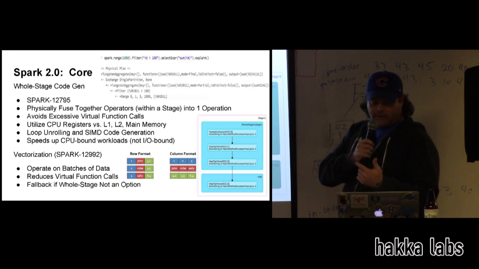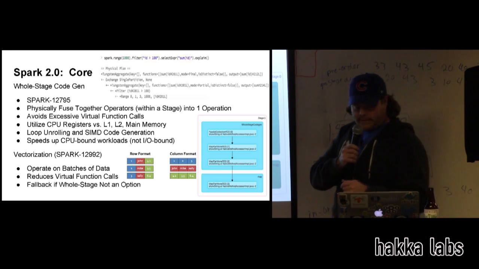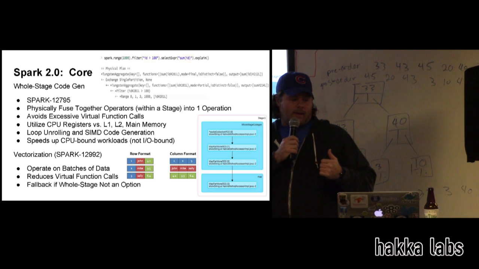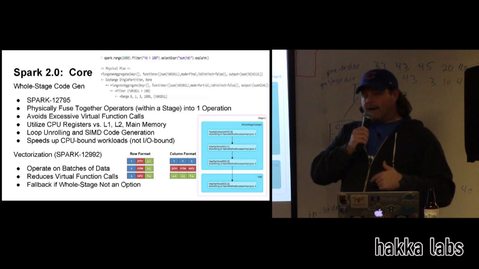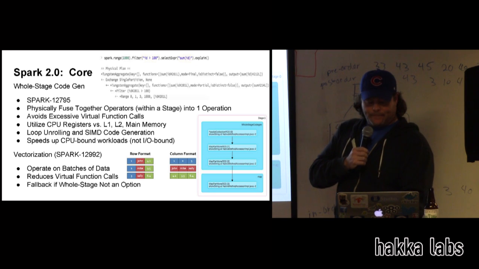It's Spark 12992, yeah, has all the gory details there. Yeah, so vectorization is basically the optimization that's the fallback if they can't do the whole stage fusing.